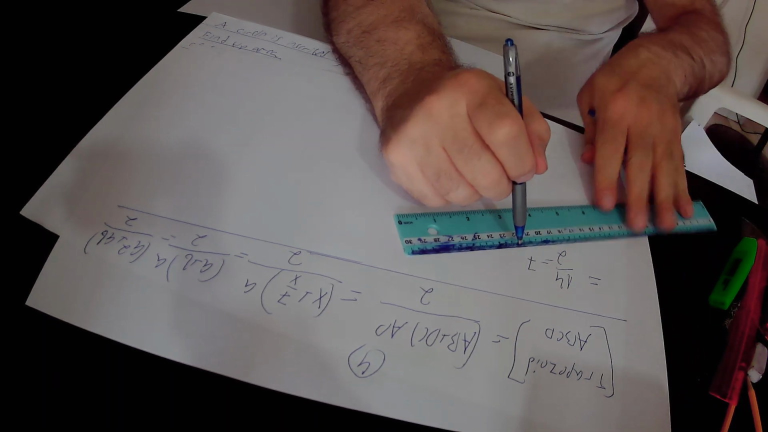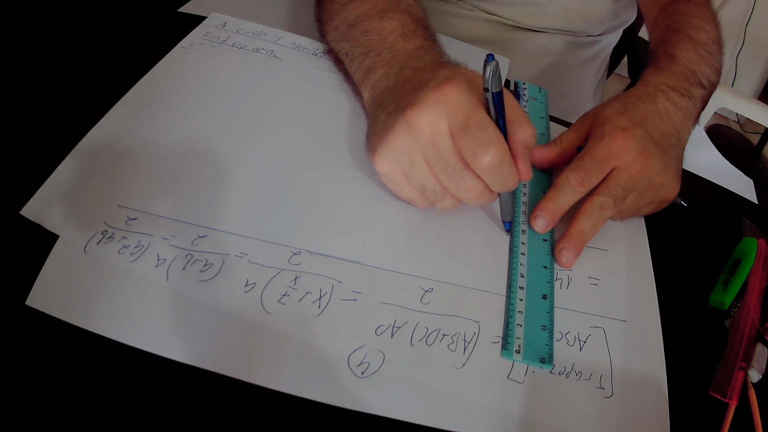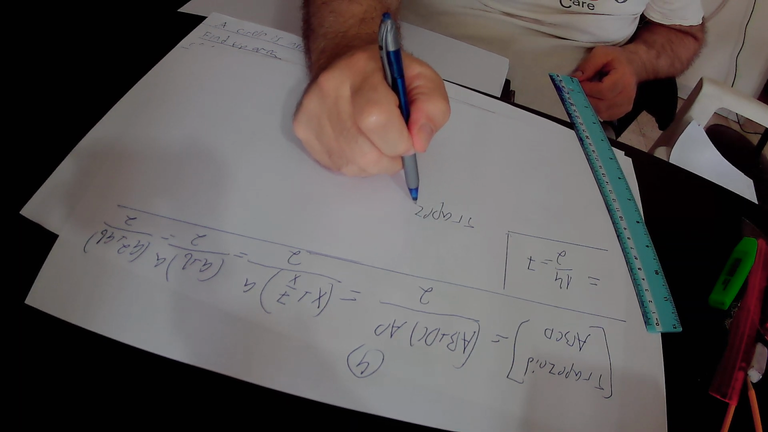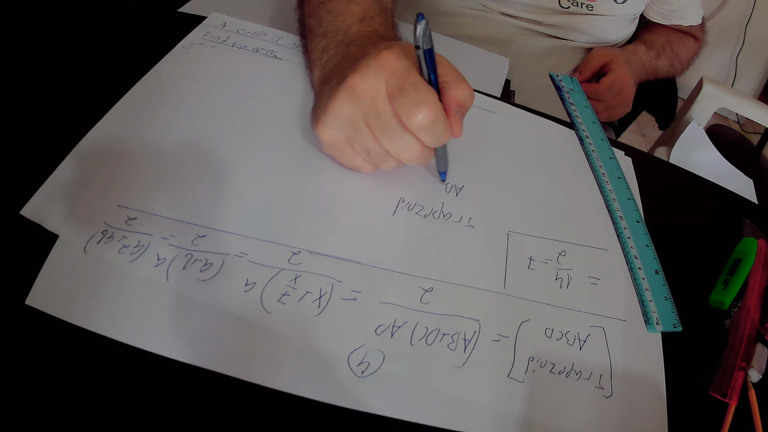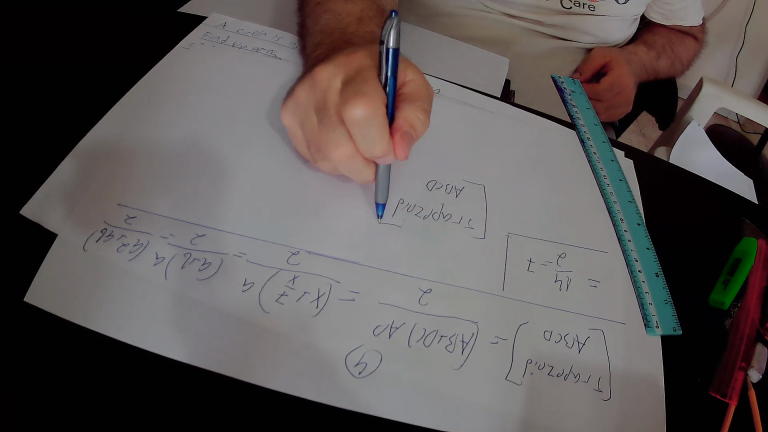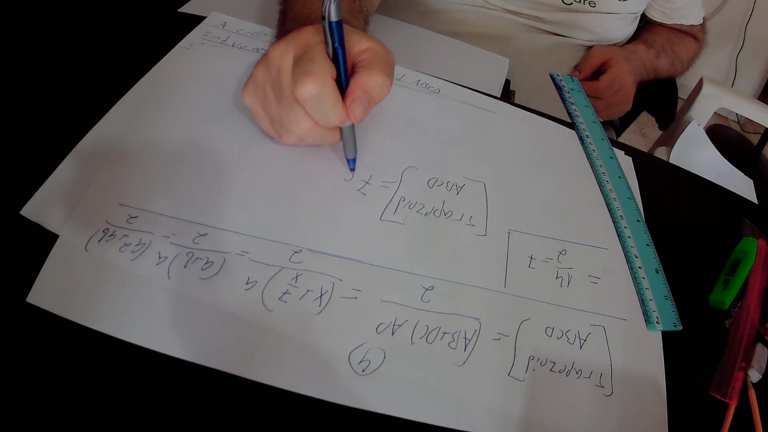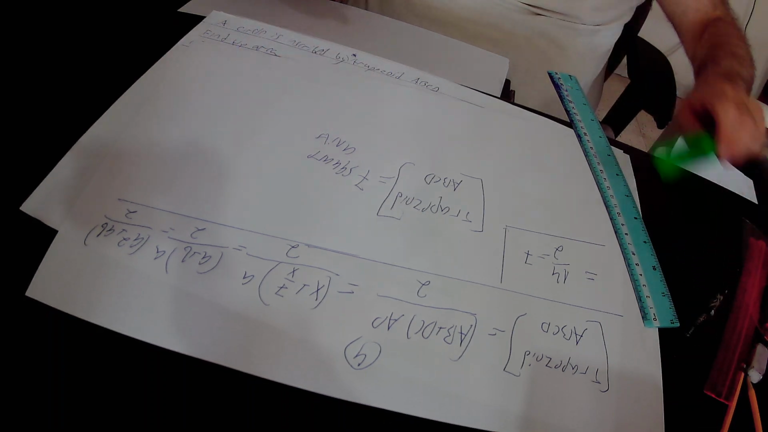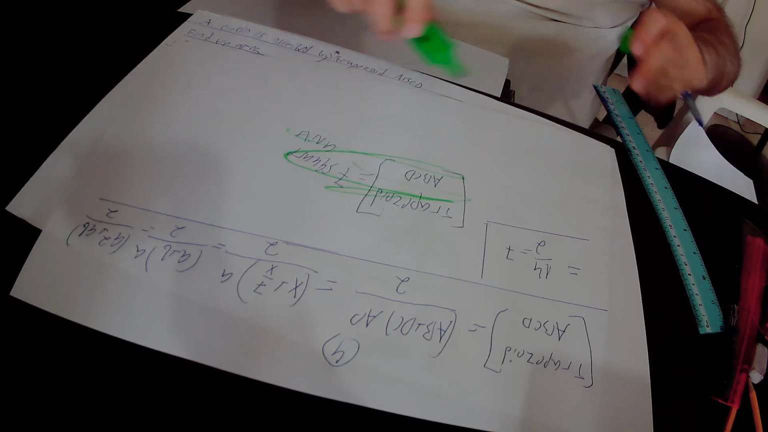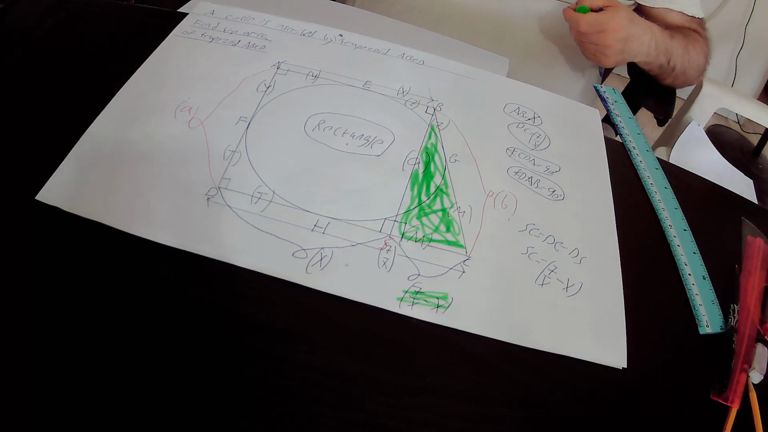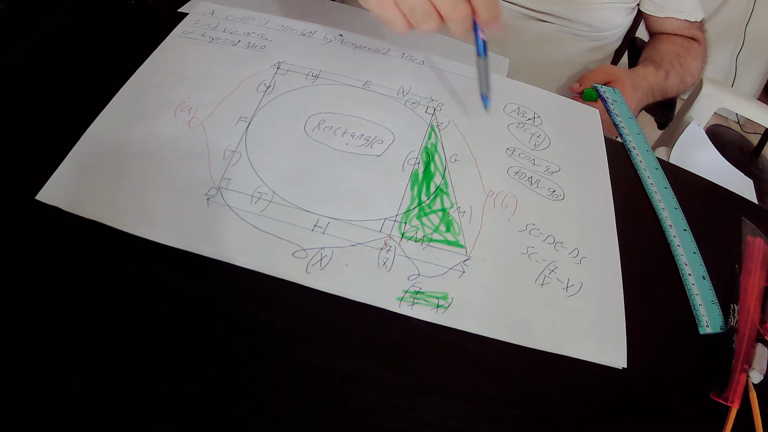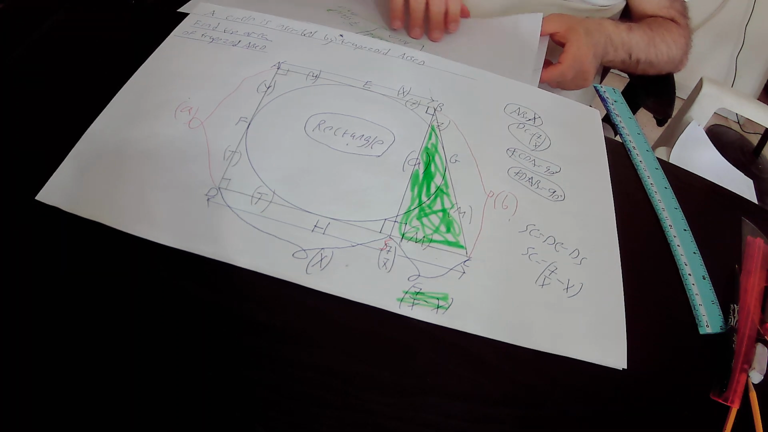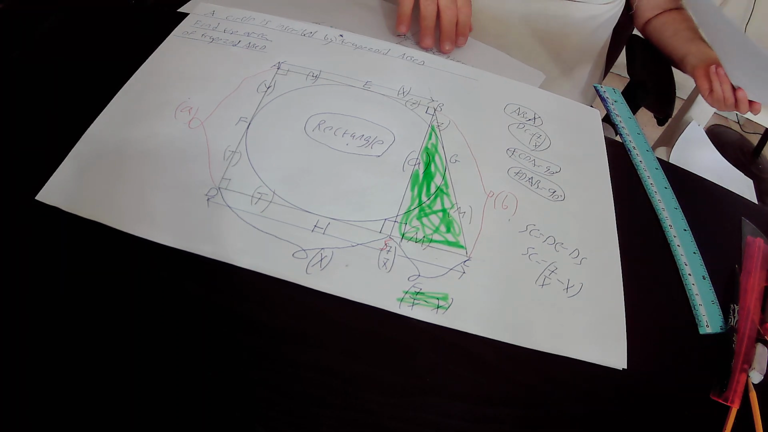So in conclusion, we found that the area of trapezoid ABCD equals 7 square units. Repeat again. The area of this trapezoid ABCD equals 7 square units. So in the next step, I will present to you the second question.